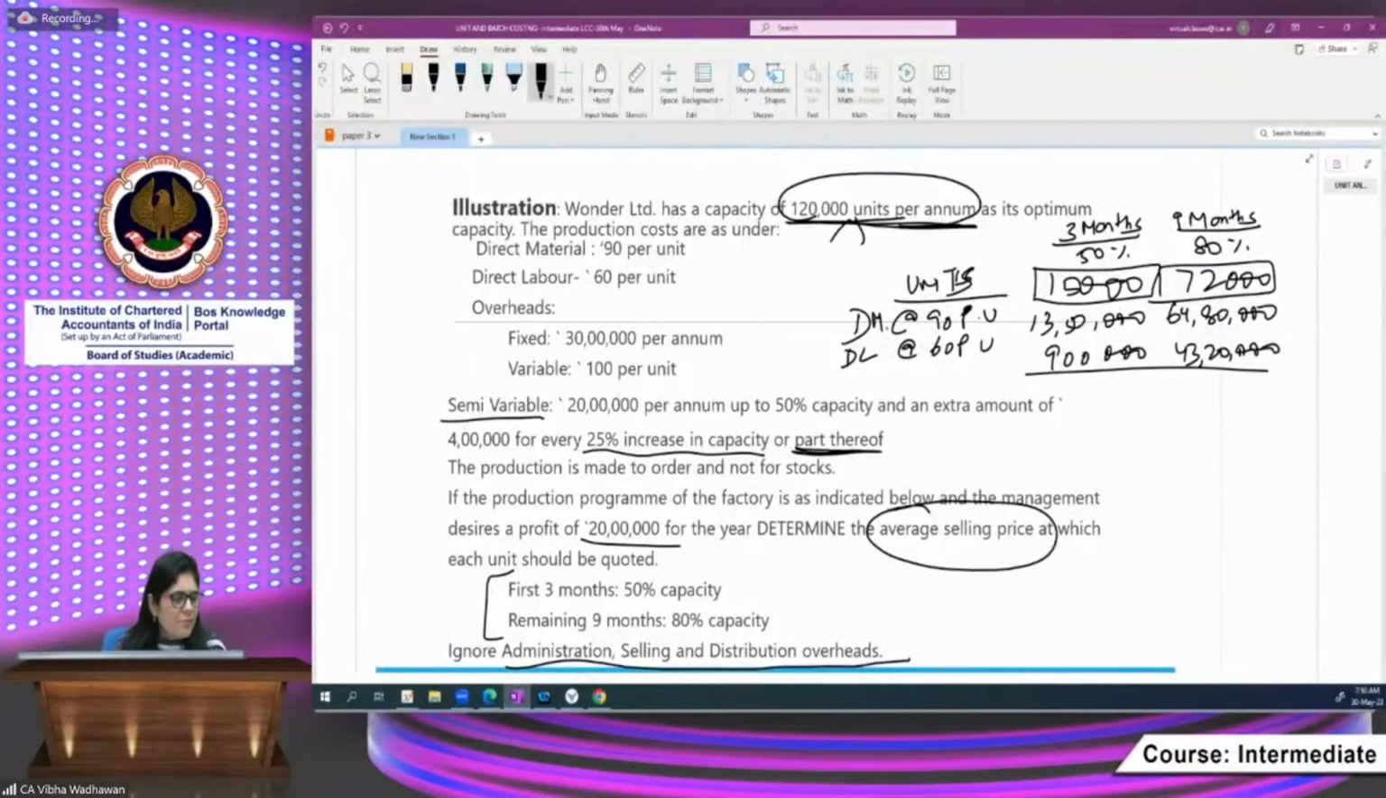So calculate prime cost. Or we can add directly the overheads also. Okay, so here prime cost, add overheads.